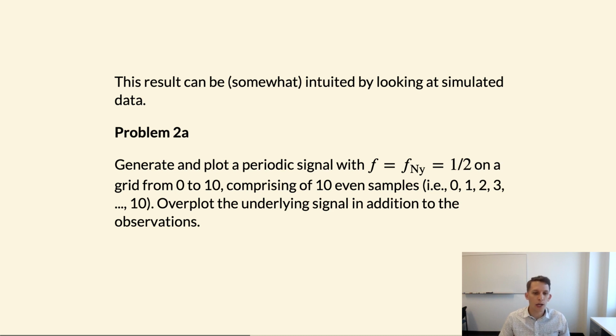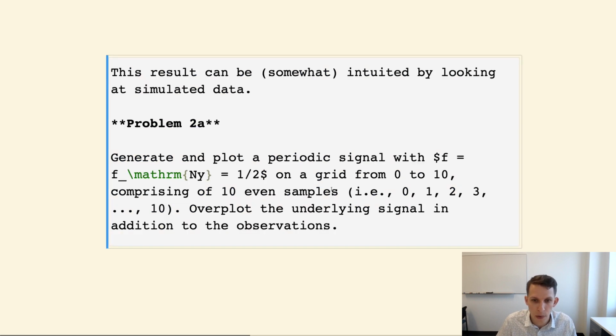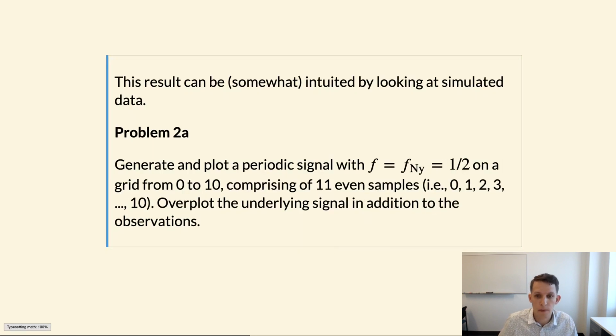All right, so now I want to generate and plot a periodic signal with f equal to f Nyquist equal to 1/2 on a grid from 0 to 10, comprising 10 even samples, i.e. 0, 1, 2, 3. Oh, actually, that's a little mistake, isn't it? This should be 11 even samples because we want points at 0 and 10.